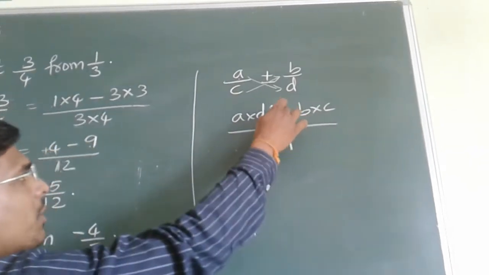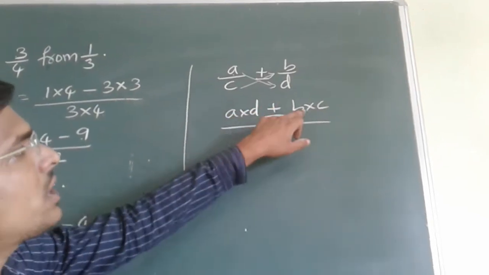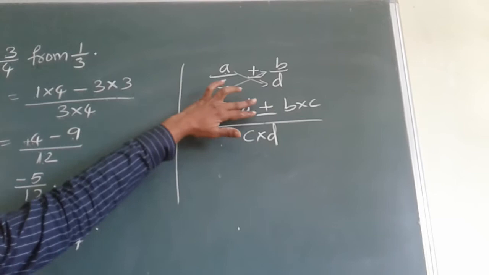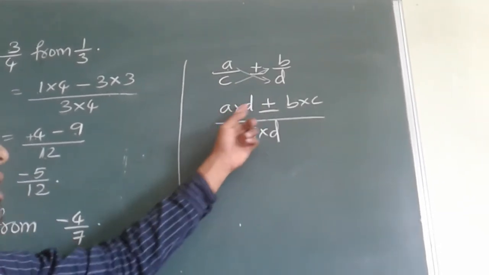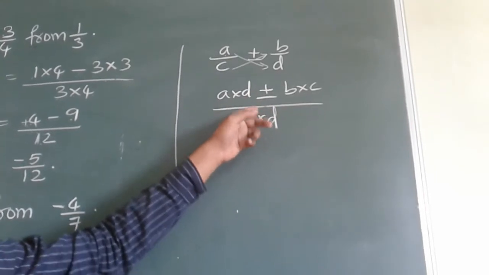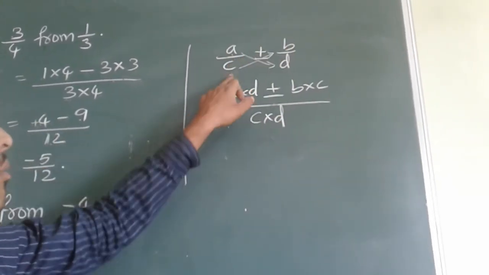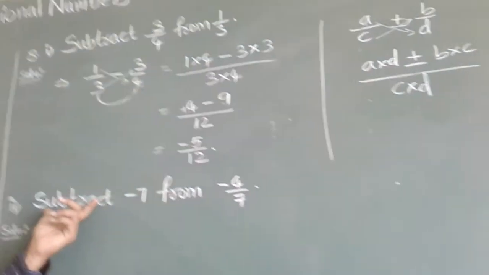See here why I am keeping both the signs, plus and minus, because for addition the procedure is the same and for subtraction also the procedure is the same. So that's why I put two signs, plus and minus. Okay, according to the situation we can use any symbol, plus or minus: a into d plus or minus b into c by c into d. So in the same way we can solve the problem.